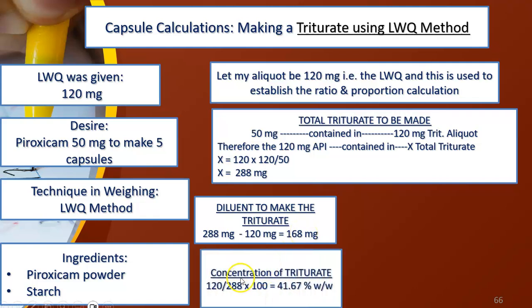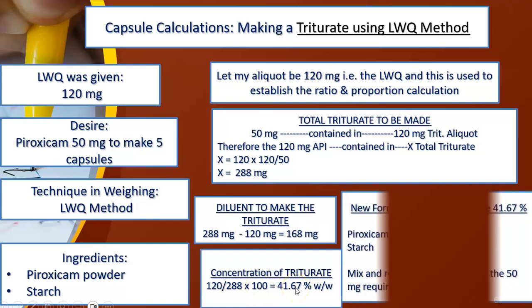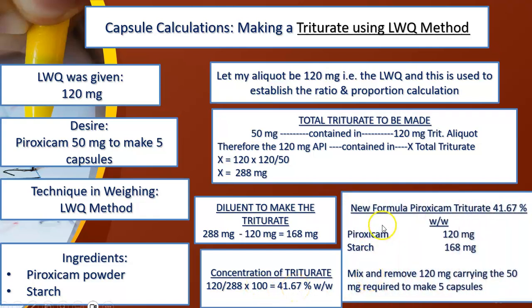The concentration of my triturate will be the drug used to make the triturate over the total triturate made times 100, which is 41.67%. This is my new formula: piroxicam 120 milligram, starch 168 milligram. I'm going to mix it together, and I'm going to remove an aliquot of 120 milligram.